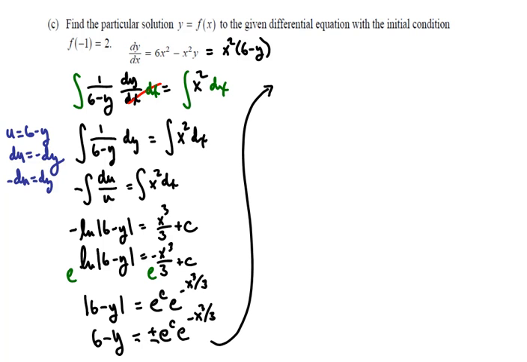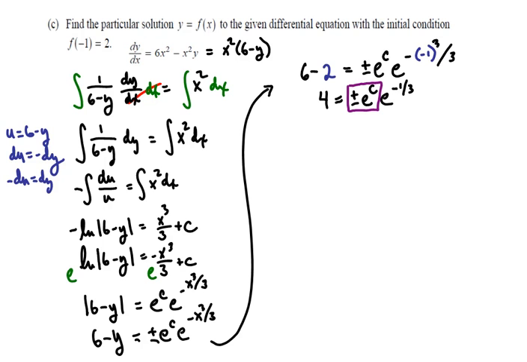actually I think at this point, because I don't want to move the plus or minus around, I'm just going to plug in my x is negative 1, y is equal to 2 at this point. And when I do that, I'm going to come up with 4 is equal to plus or minus e to the c times e to the negative 1/3. Now, e to the negative 1/3 is really 1 over e to the 1/3. And I'd like to get rid of that to solve for the plus or minus e to the c.